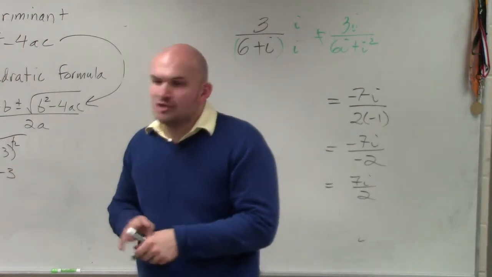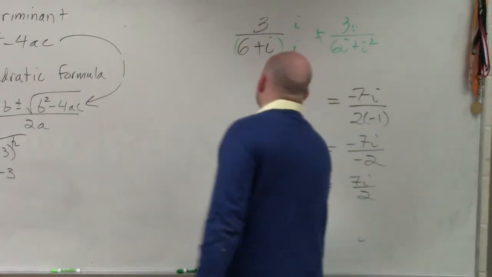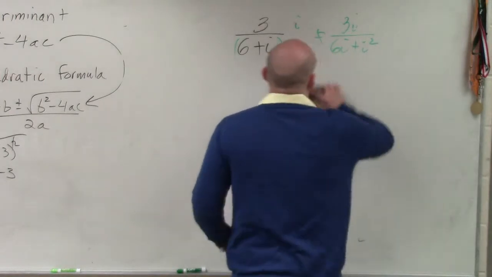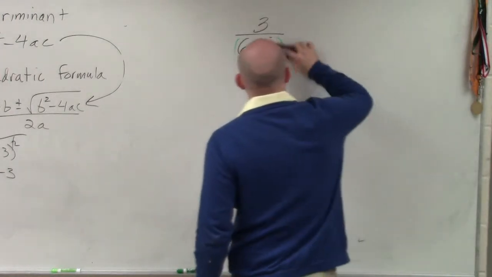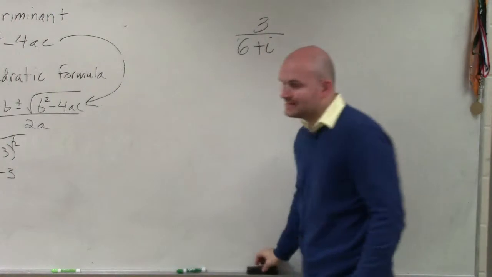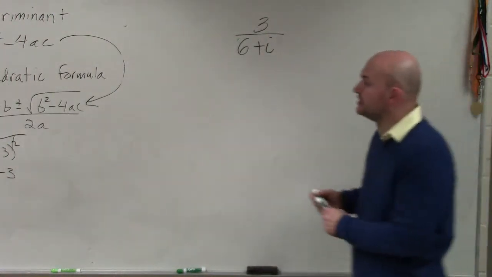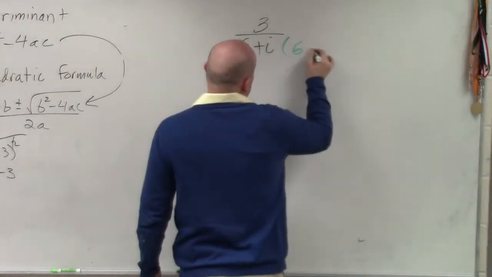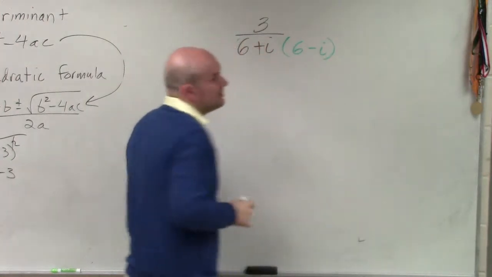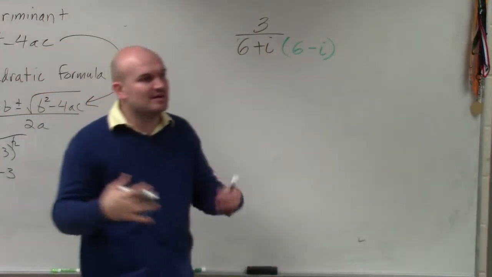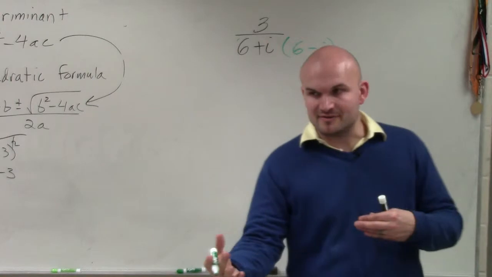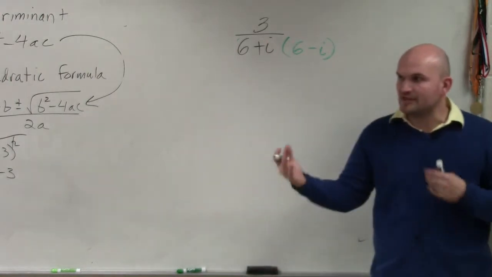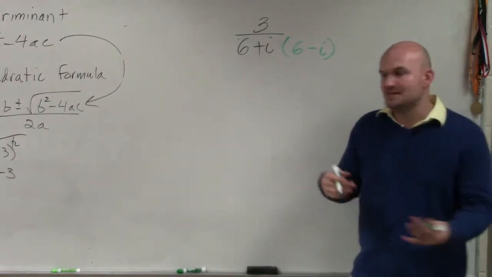What we have to do is multiply by what we call the complex conjugate. You are going to want to know that word, complex conjugate. The complex conjugate is the exact same expression, with the exact same values, but instead of being positive, it's going to be negative. And if your original expression was negative, then your complex conjugate would be positive.